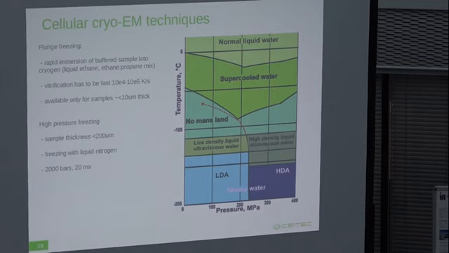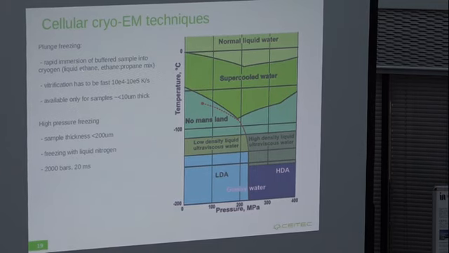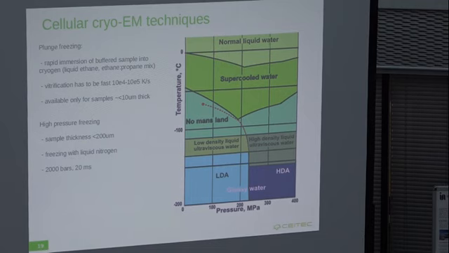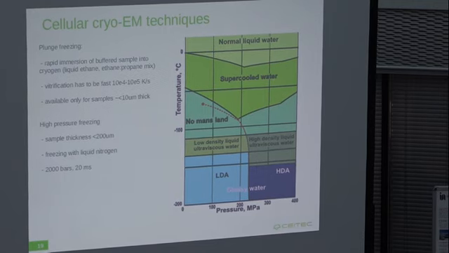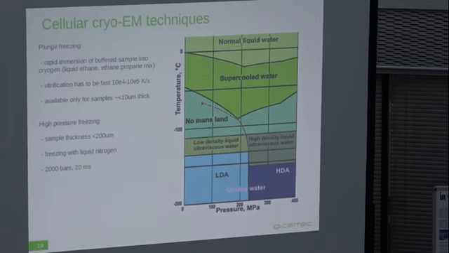One is called plunge freezing, which is a rapid immersion of your specimen into the cryogen. The cryogen here is liquid ethane or an ethane-propane mixture. The immersion has to be very fast. The sample has to be frozen at a rate of roughly 10 to the power of 4 to 5 kelvins per second. And for life science samples, this technique can only be used for samples which are less than 10 microns in thickness.